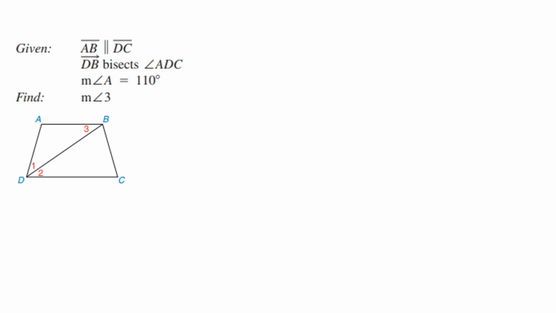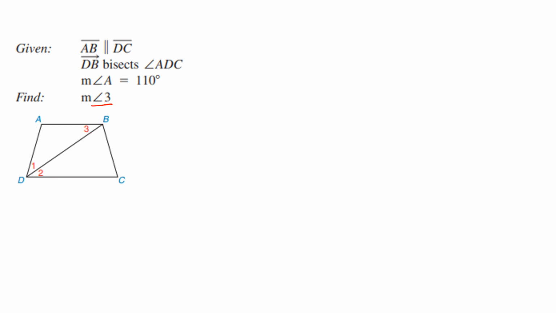Hi, in this video, we will try to find the value of the measurements of angle 3. In our illustration, the given is segment AB is parallel to segment DC, and ray DB is an angle bisector of angle ADC. So that would tell us the measurements of angle 1 is equal to the measurements of angle 2.